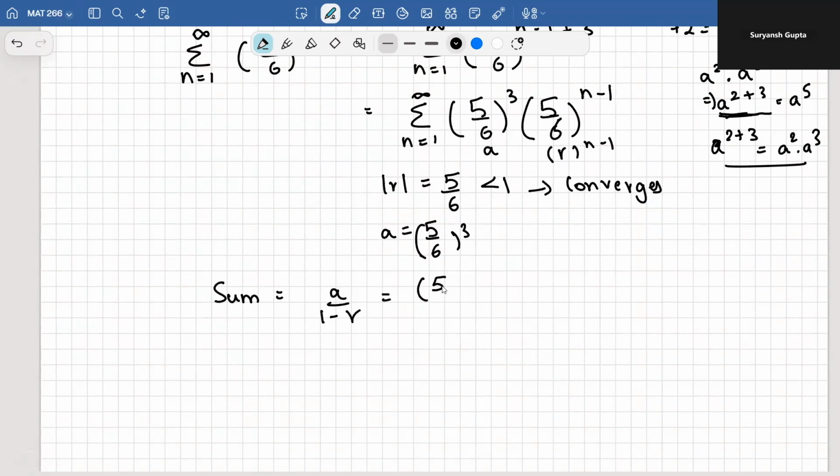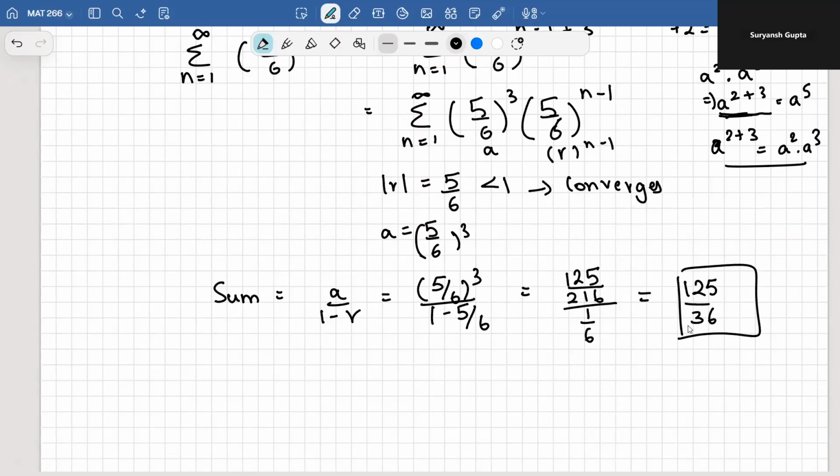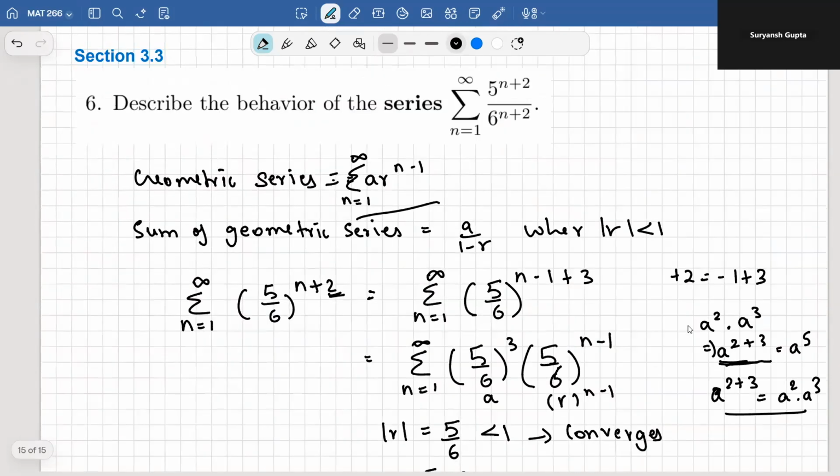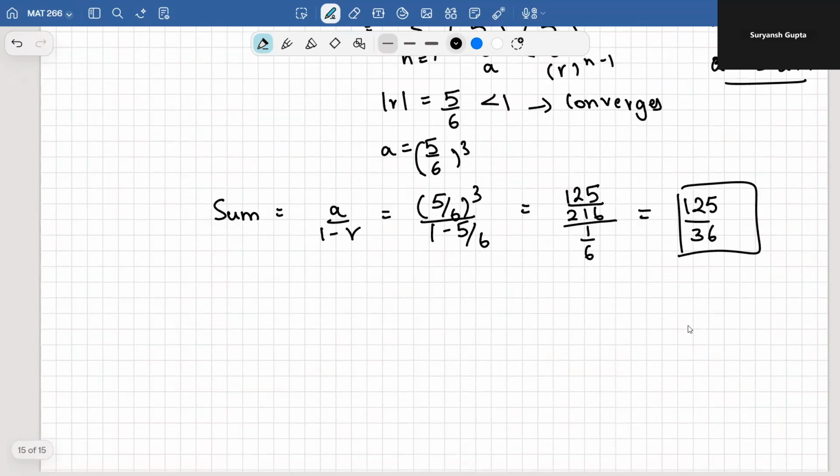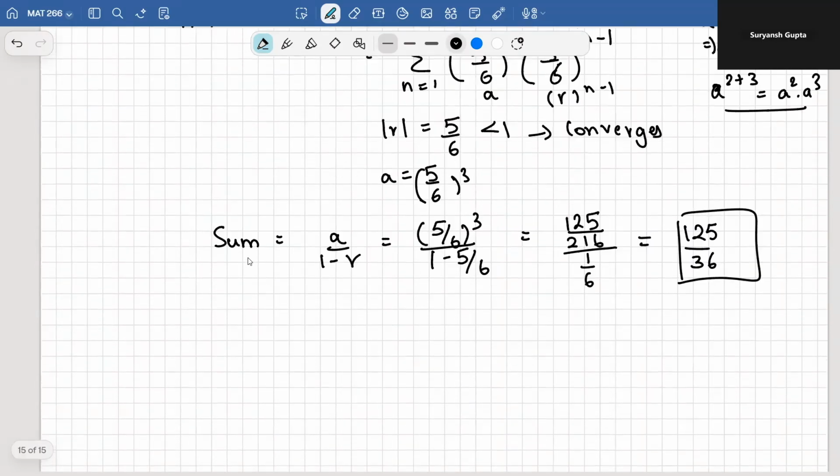a is equal to 5 by 6 whole cube divided by 1 minus r, which is 5 over 6. To simplify it further, 5 cube is 125 divided by 6 cube, which is 216, divided by 1 minus 5 over 6, which is equal to 1 over 6. And when I simplify this further, I get 125 over 36. And this is the final behavior. So this is what the sum is going to converge to, and it's converging to this value of 125 over 36. And this is the final question for the review.